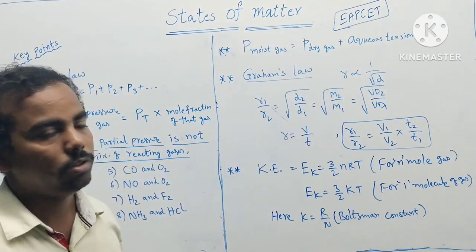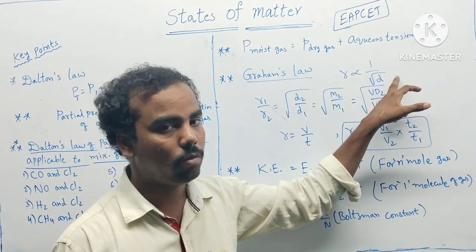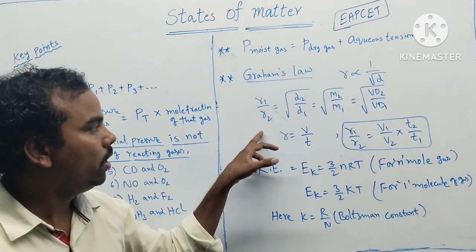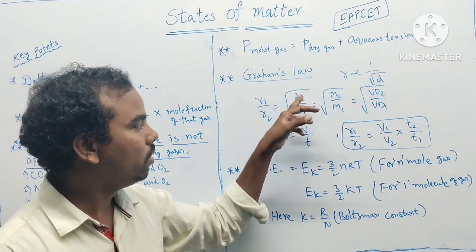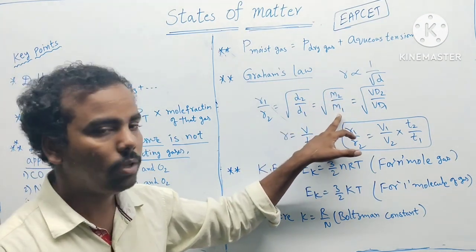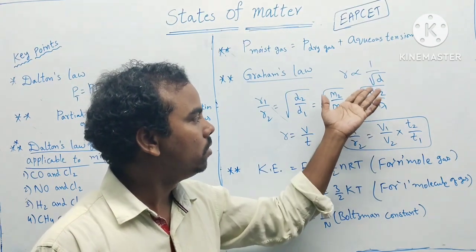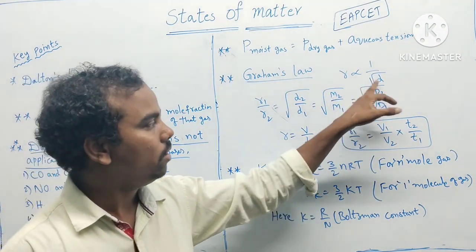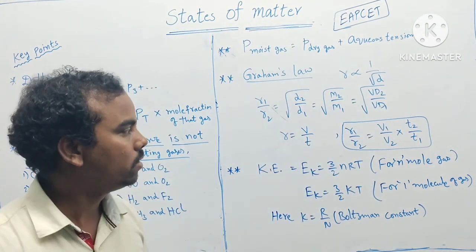Next, Graham's law. We know that Graham's law: rate of diffusion of a gas is inversely proportional to square root of its density. R is proportional to 1 by root D. So R1 by R2 for different diffusions is square root of D2 by D1. Density is directly proportional to molecular weight. That's why it is square root of M2 by M1. It is also directly proportional to vapor density. Molecular weight is equal to 2 into vapor density. That's why it is vapor density of second gas by vapor density of first gas.